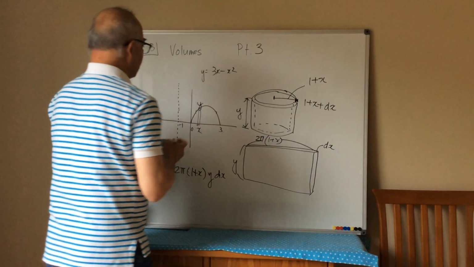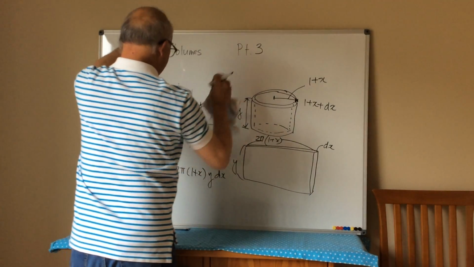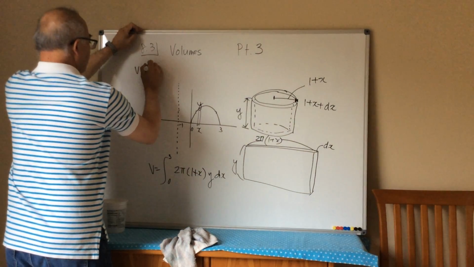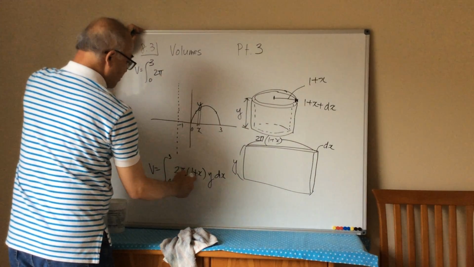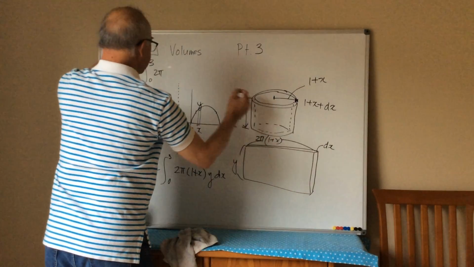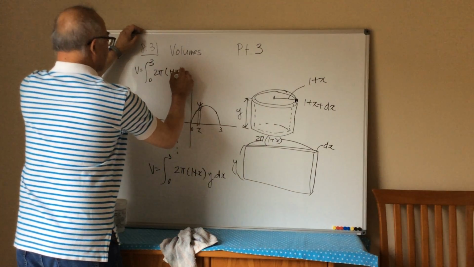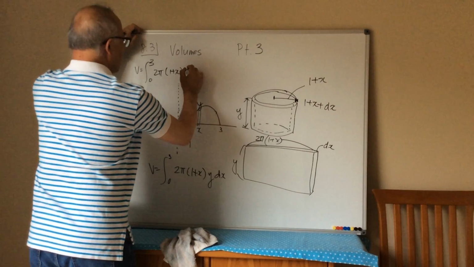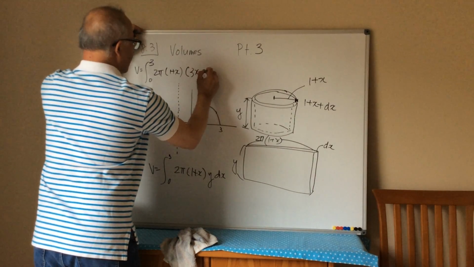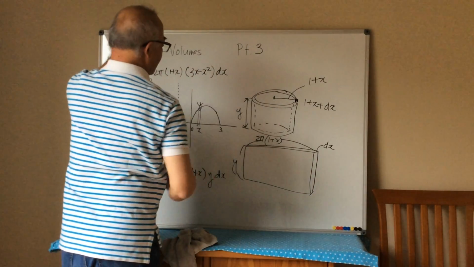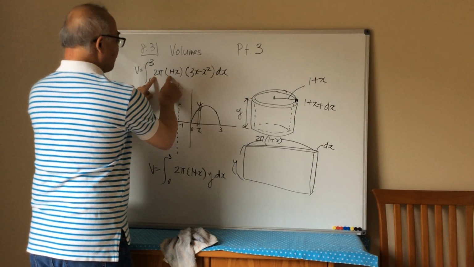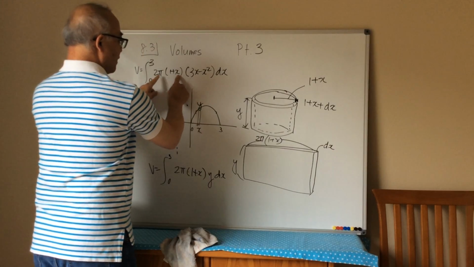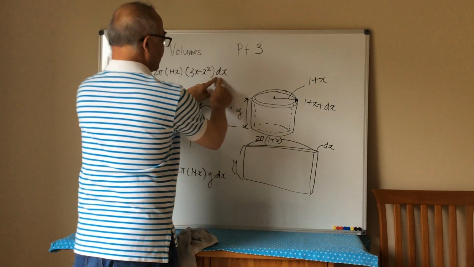So basically, in the end, the volume is the integral from 0 to 3 of 2 pi, the radius, which is 1 plus x here, times the height y, and y was 3x minus x squared, dx. All right, so this is the circumference, 2 pi r, times the height, and then dx.